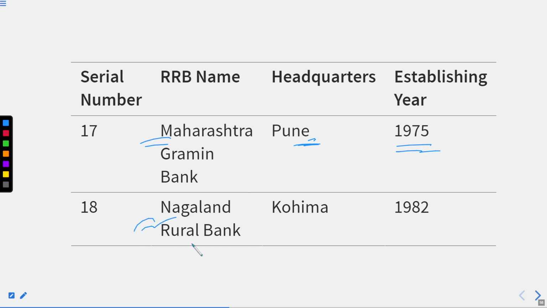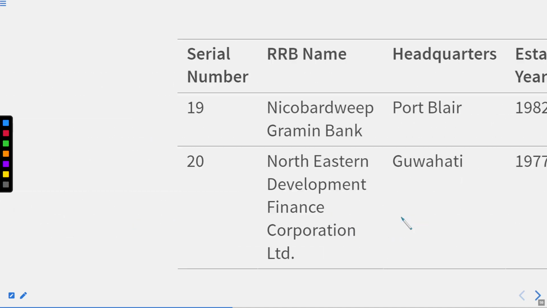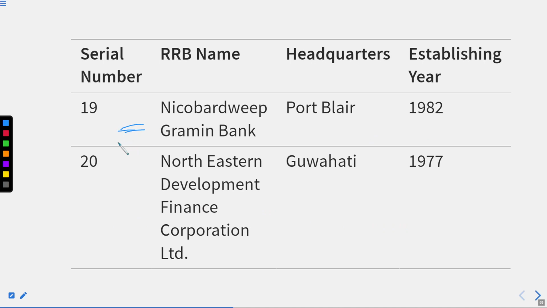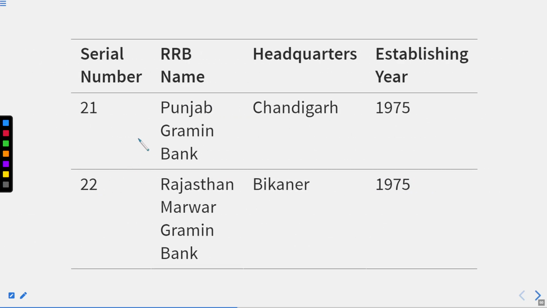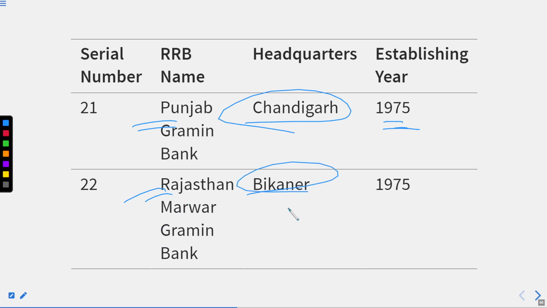We have Nagaland Rural Bank at Kohima, established in 1982. We have Nicobar Gramin Bank, headquarters at Port Blair, established in 1982. We have Northeastern Development Finance Corporation Limited, headquartered at Guwahati, established in 1977. Thereafter, we have the Punjab Gramin Bank, headquarters at Chandigarh, established in 1975. We have Rajasthan Marwad Gramin Bank, headquarters at Bikaner, established in 1975.